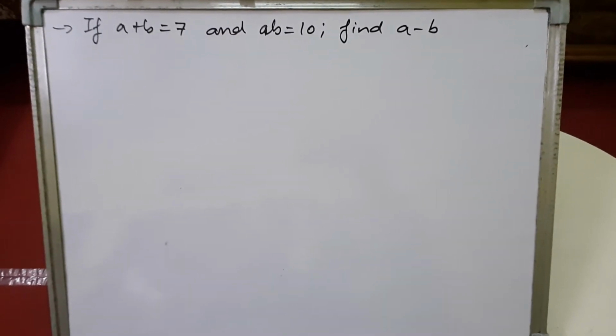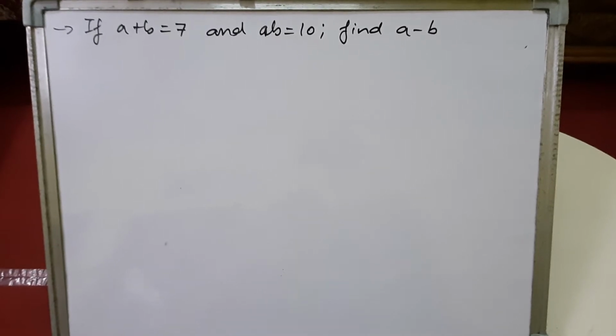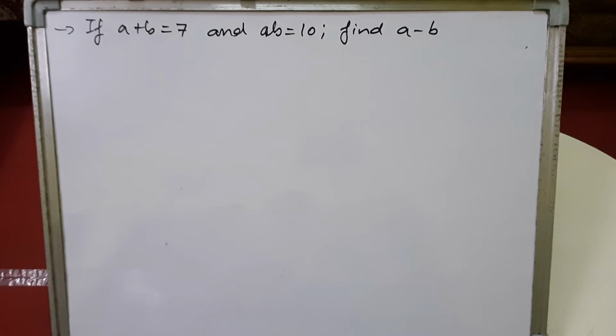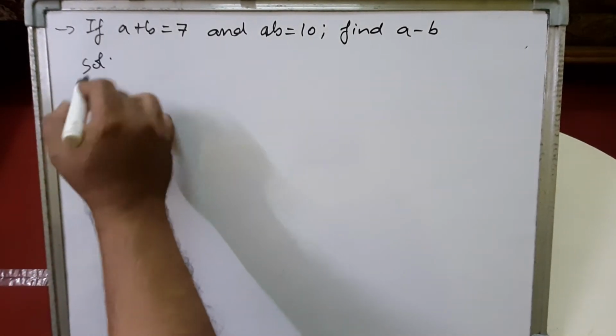Let's see another sum children. Now in this sum it is given that if a + b equals 7 and ab equals 10, find a - b. Alright, so let's see the solution now.